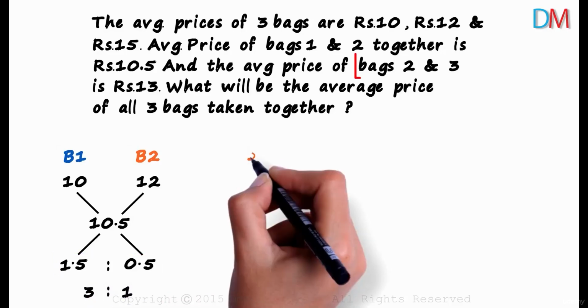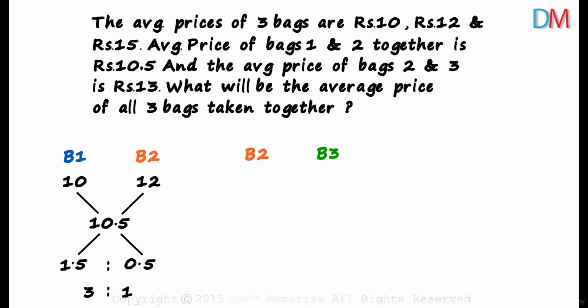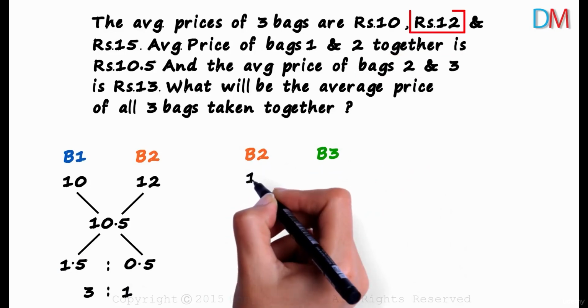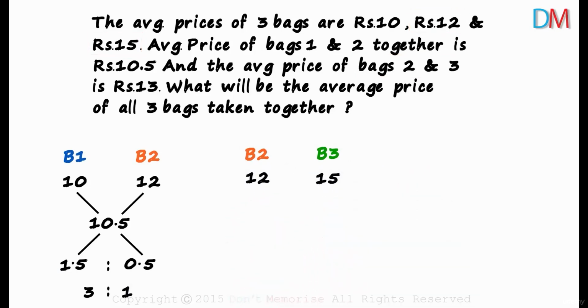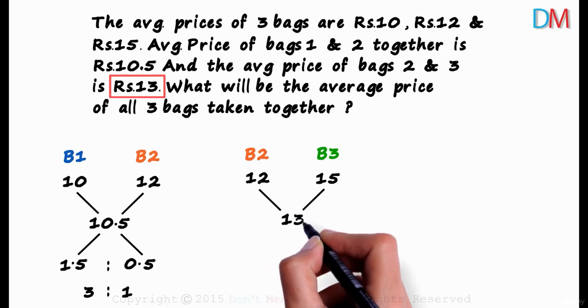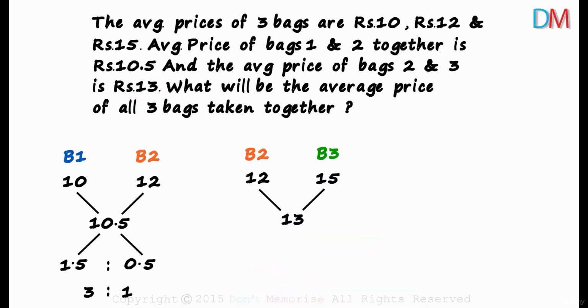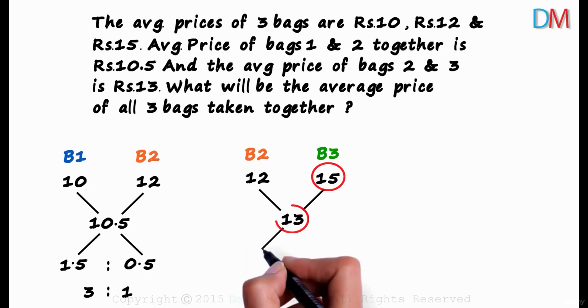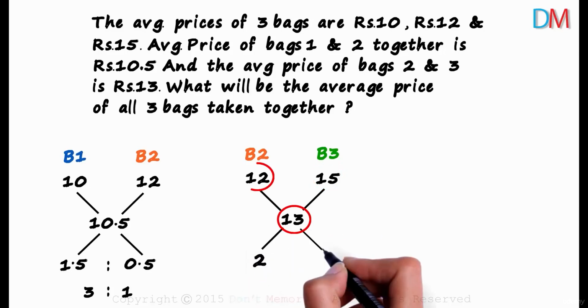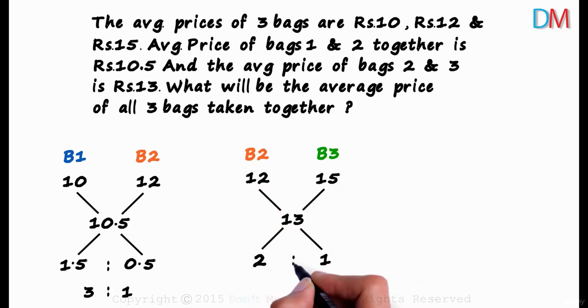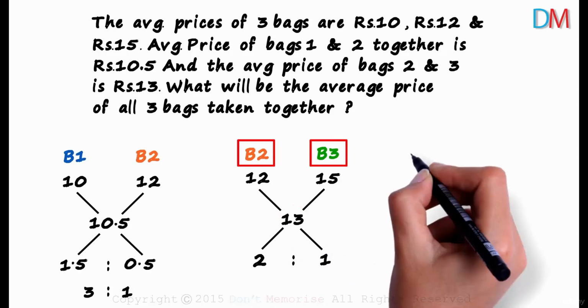Next, we are told about bags 2 and 3. The individual average prices are 12 and 15 and their combined average is 13 rupees. Pause the video and find the ratio of the weights of bags 2 and 3. 15 minus 13 is 2 and 13 minus 12 is 1. That's the ratio of weights of bags 2 and 3.